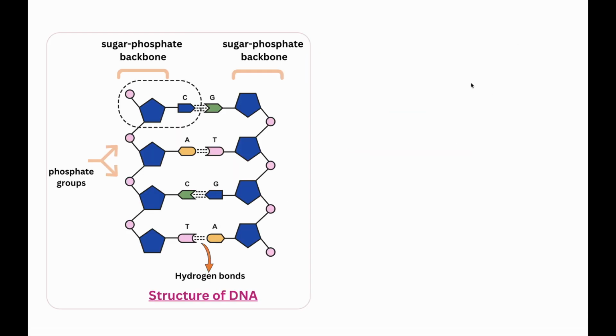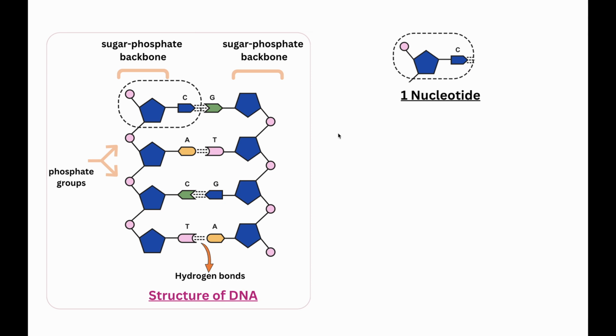This is the basic structure of a DNA molecule. A single nucleotide is shown circled on the top. So a nucleotide has three basic components. We have the 5-carbon sugar, we have a phosphate group which is derived from phosphoric acid, and we have the nitrogenous bases, which can be either a purine or a pyrimidine.